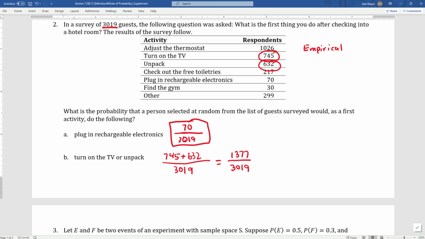Now, I'm not sure exactly what the homework wants here, but if they wanted a decimal rounded to 4 decimal places, this would be about 0.4561. Or if I wanted to round it to 3, it'd just be 0.456. All right, so that was a fairly straightforward empirical probability problem.